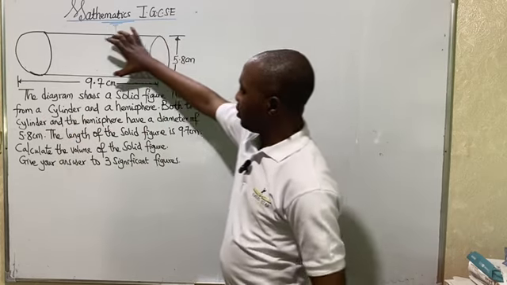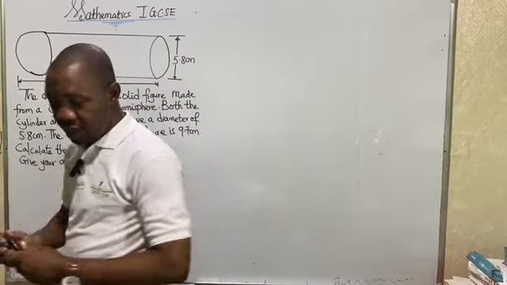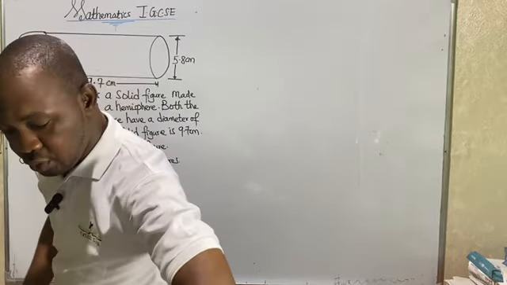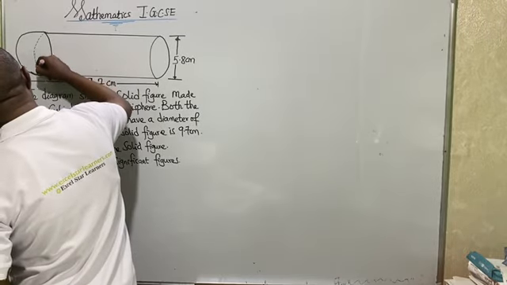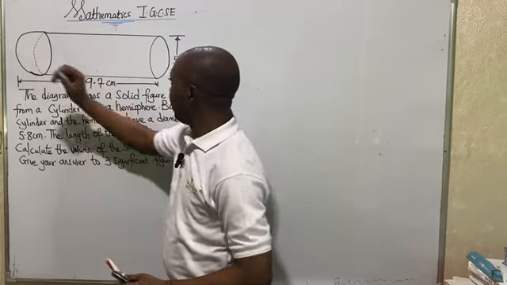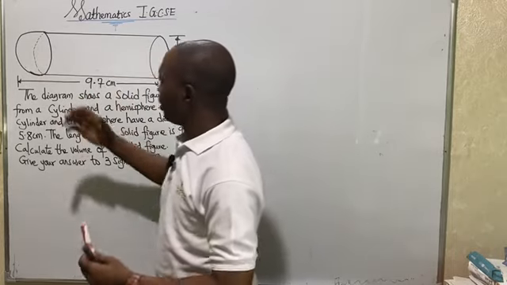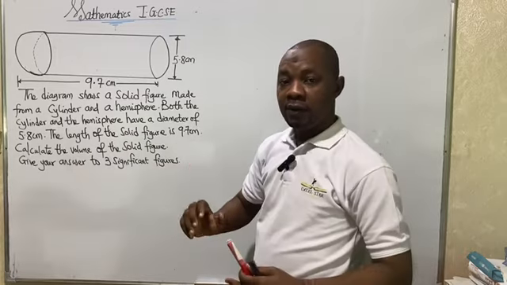So this is a cylinder. This is the hemisphere. And we have a cylinder. So the cylinder and the hemisphere form the solid figure.